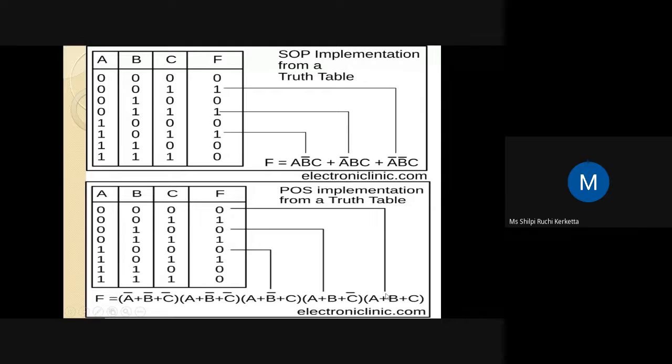In this product of sum, it will just become the opposite. Okay. So we won't see this product of sum. Anyone has any doubt in the sum of product?